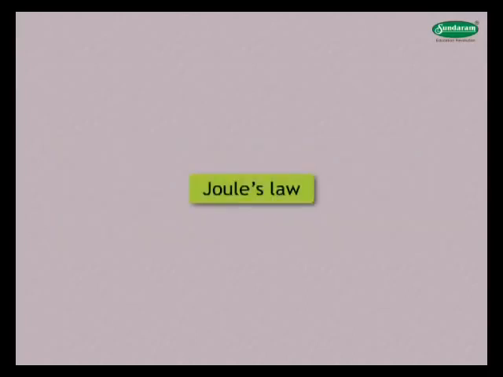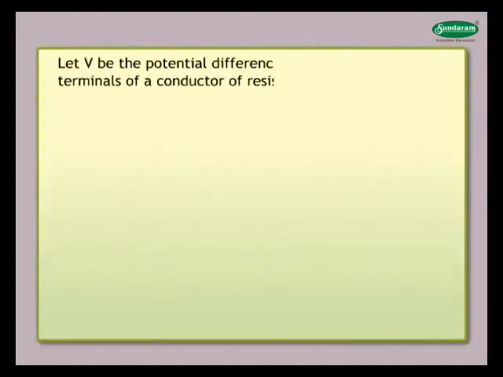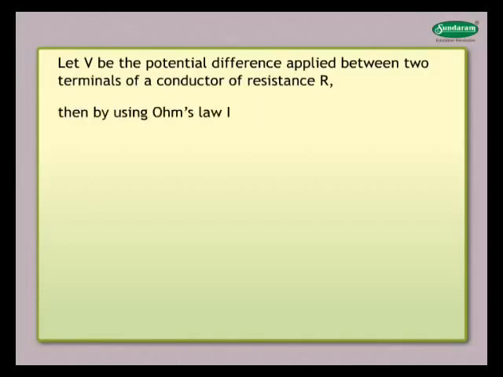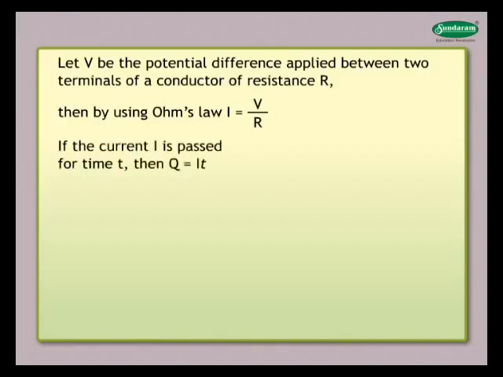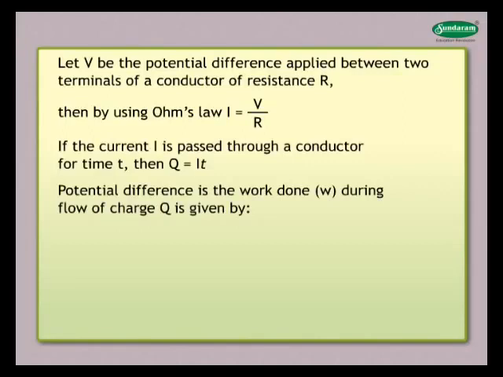Let us study about Joule's law. Let V be the potential difference applied between two terminals of a conductor of resistance R. Then, by using Ohm's law, I is equal to V upon R. If the current I is passed through a conductor for time t, then Q is equal to It. Potential difference is the work done during flow of charge Q, given by work is equal to potential difference into charge. W is equal to VQ.